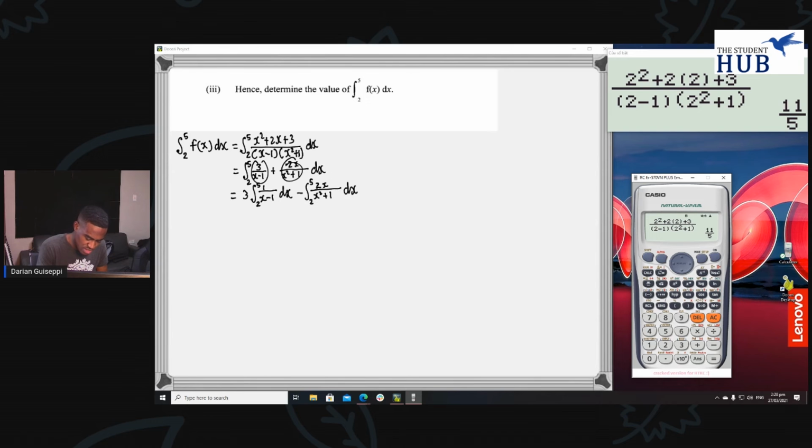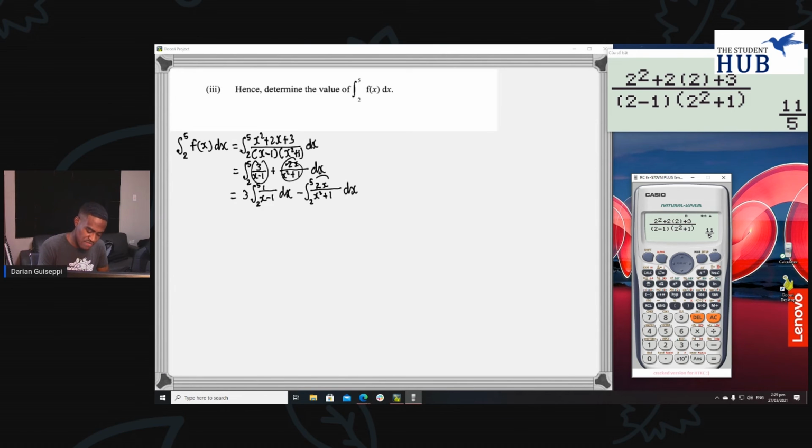Then it's just a matter of these looking pretty straightforward. Make sure you take the negative sign out of the integral sign. Then it's just a matter of integrating 1 on x minus 1, and then 2x on x squared plus 1. The first one is pretty straightforward. It's just the ln of the modulus of x minus 1, because you don't want to take any negative values.